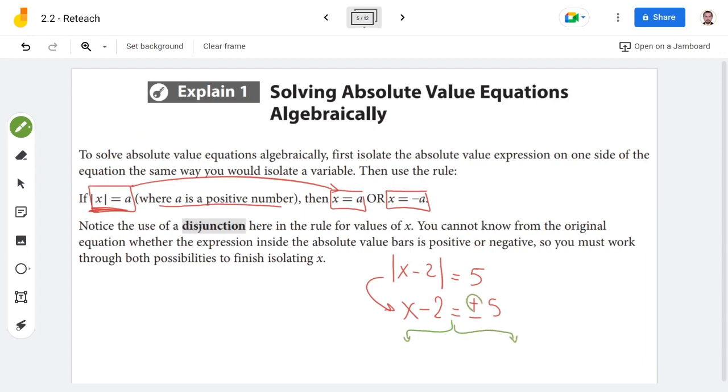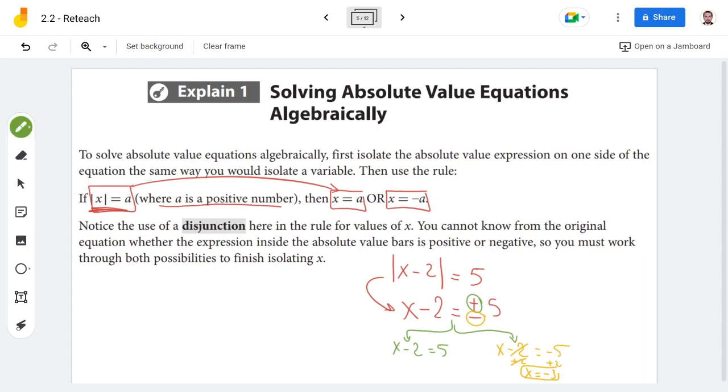The first equation will take the positive, which is x minus 2 equals 5, which is positive 5. Or the second one, you need to take the equation with the negative: x minus 2 equals negative 5. Now solve for both equations. If we add 2 to both sides, x is equal to negative 3. So this is my first x.